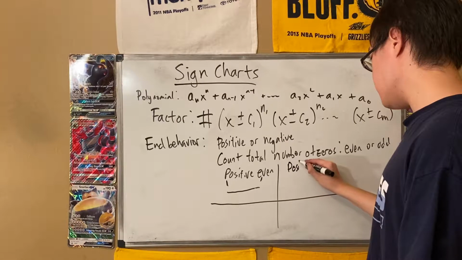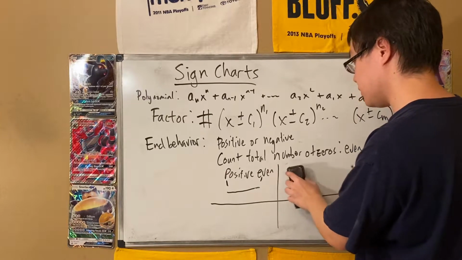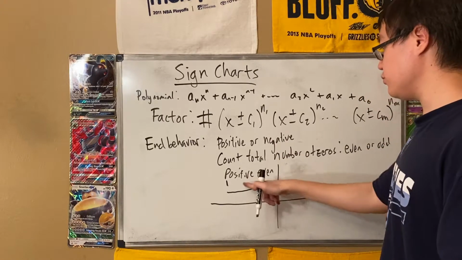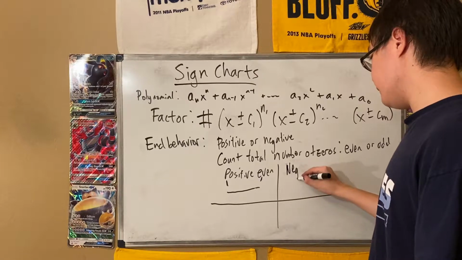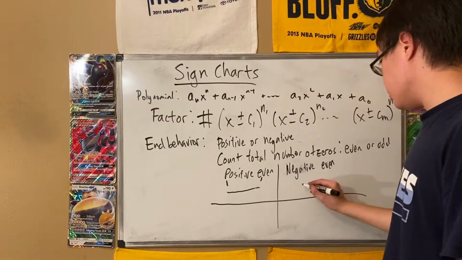Positive, negative, or not positive, negative. That's not such a thing because you're either positive or negative. Let's do negative and even this time. So negative even is also pretty easy. Negative even is just an upside down parabola. So what you're going to do is you're going to draw a number line.